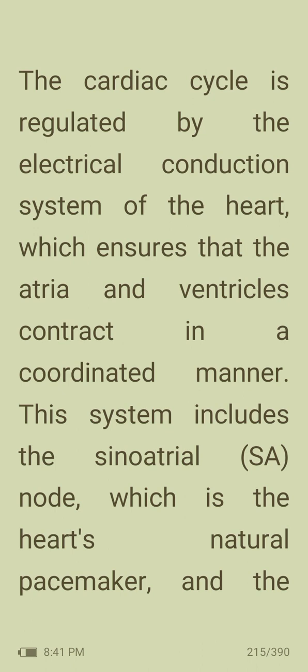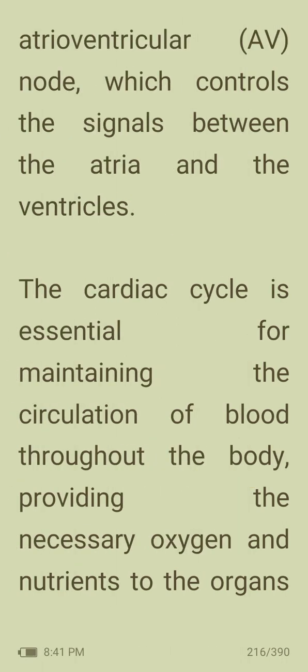The cardiac cycle is regulated by the electrical conduction system of the heart, which ensures that the atria and ventricles contract in a coordinated manner. The system includes the sinoatrial node, which is the heart's natural pacemaker, and the atrioventricular node, which controls the signals between the atria and the ventricles.